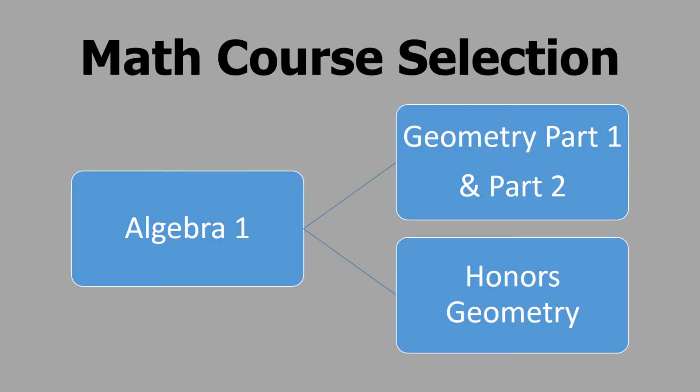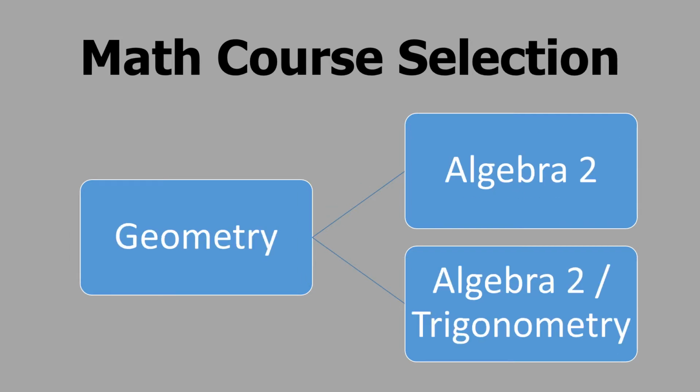Math course selection is next, and this is going to be different based on what math your child is currently registered in. So our students who are currently in Algebra 1 Honors will choose between Geometry Part 1 and Geometry Part 2, which are semester courses, and Honors Geometry. Students have their choice of the course. We recommend that students enroll in the Honors Geometry course, but students can enroll in the Geometry Part 1 and Part 2 course. Check with your child's algebra teacher if you're wondering which course might be the best for them.